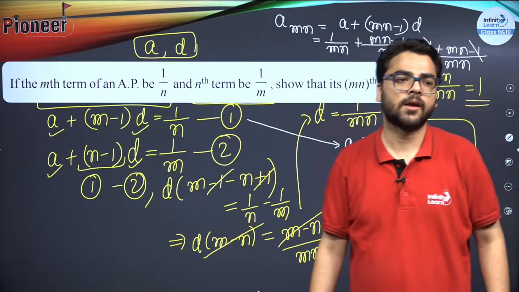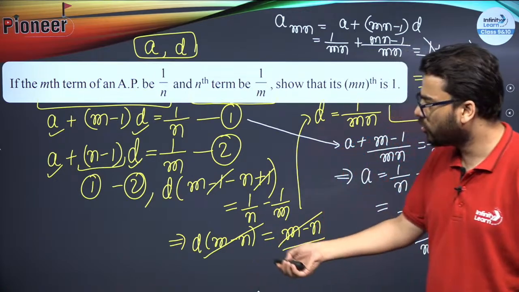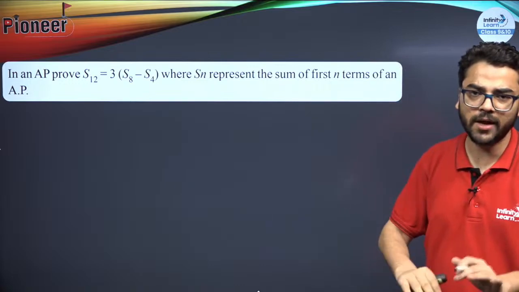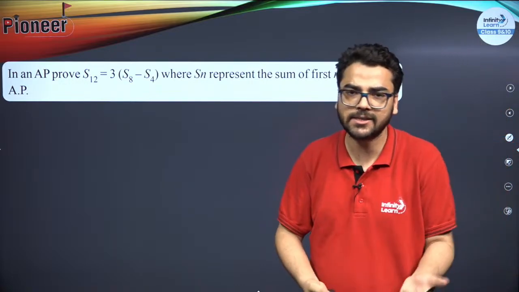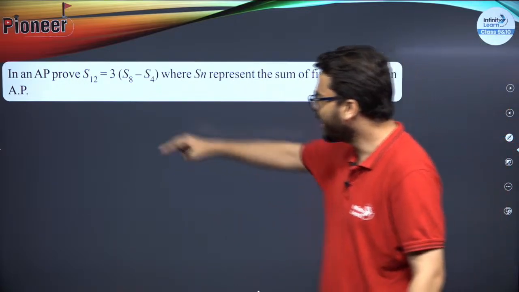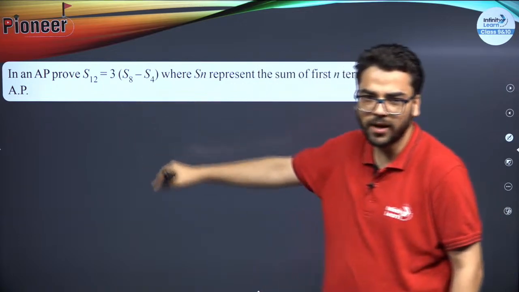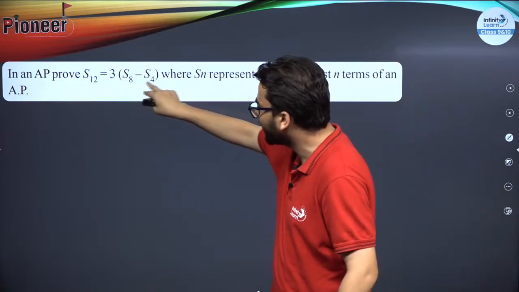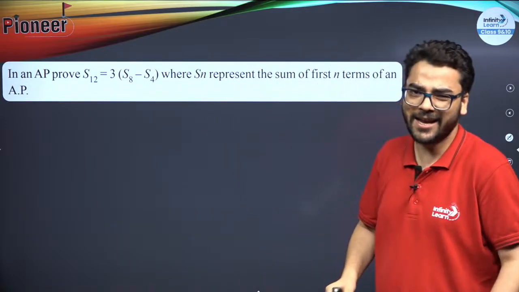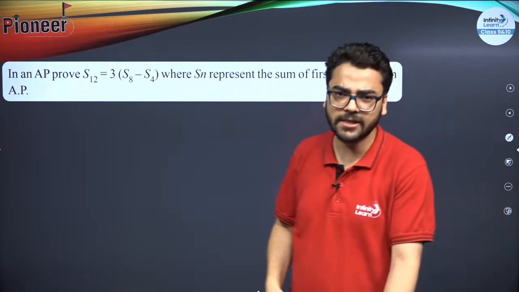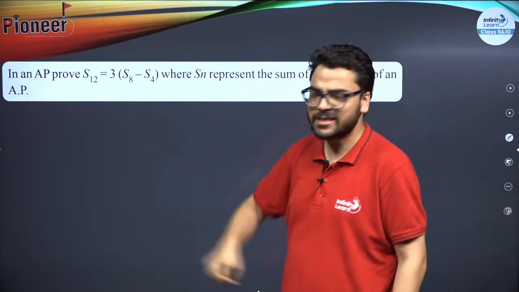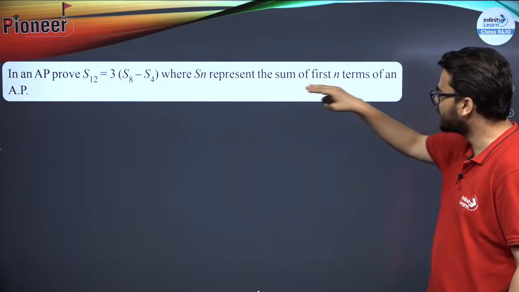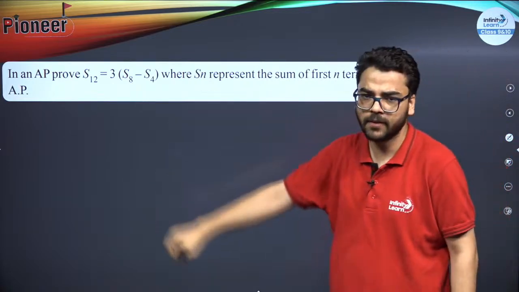Okay. Now the next question over here is, in an AP, for any AP we are talking about, we are not talking about any specific AP. For an AP, we have to prove that S12, that is the sum of the first 12 terms of any AP, is equal to 3 into (S8 minus S4), where S8 is the sum of the first 8 terms of an AP, and S4 is the sum of the first 4 terms of an AP, for any AP, where Sn represents the sum of the first n terms of an AP. I hope this is clear.